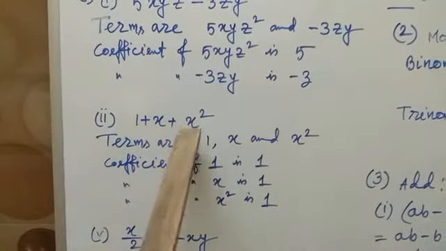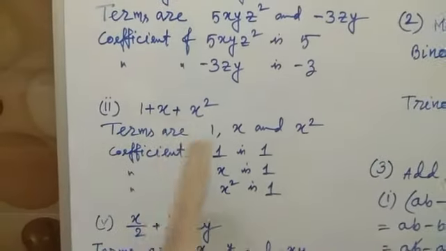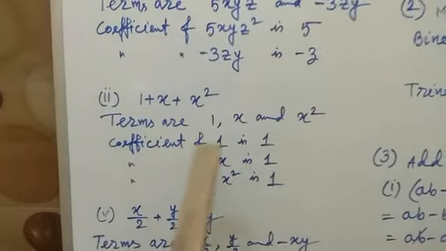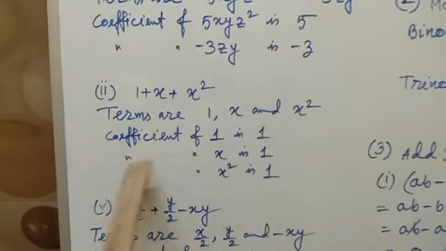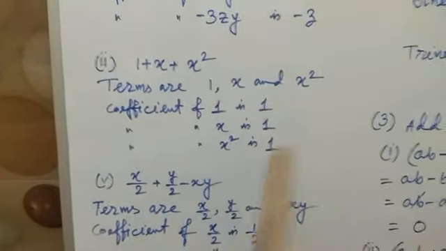One more, Roman 2. 1 plus x plus x square is an algebraic expression. Terms are 1, x and x square. The coefficient of 1 is 1. The coefficient of the term x is 1. The coefficient of the term x square is 1.